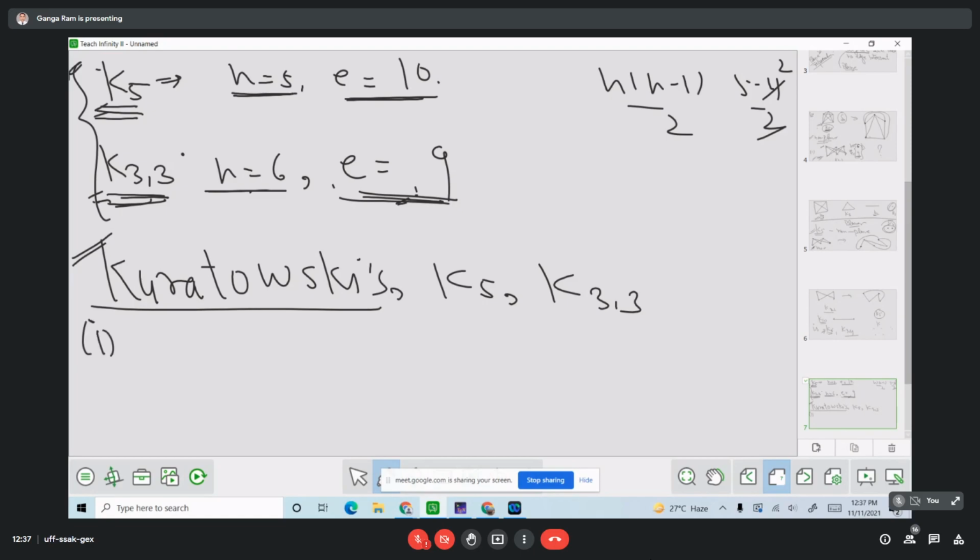First one is both are non-planar. I have told you that, I have discussed it. These are non-planar. Clear? What do you say about the regularity of these graphs? Both graphs are regular also.